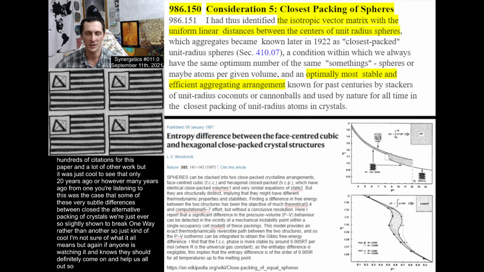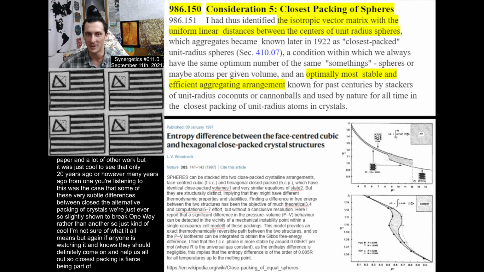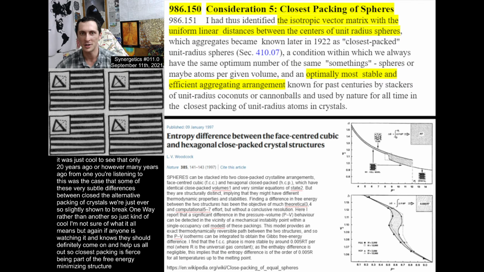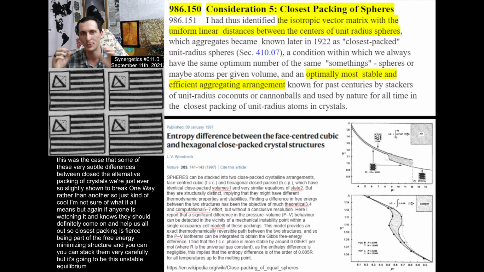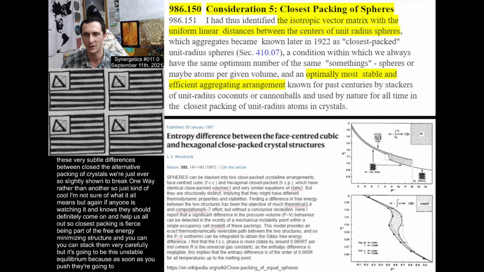So closest packing of spheres, being part of a free energy minimizing structure. You can stack them very carefully, but it's going to be an unstable equilibrium, because as soon as you push, they're going to collapse down to close packing.